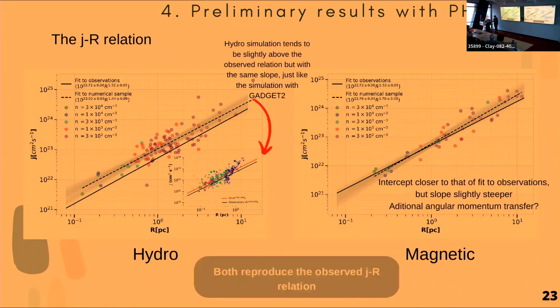And we see again that hydro simulations tend to be slightly above the observational relation. Here in the black line, this is the fitting, just like the simulation with Gadget. But in the magnetic simulation, maybe the slope is slightly different, but the magnitude of the angular momentum represents very well the observed relation. So the question here is maybe there is an additional angular momentum transfer mechanism to lose the angular momentum.